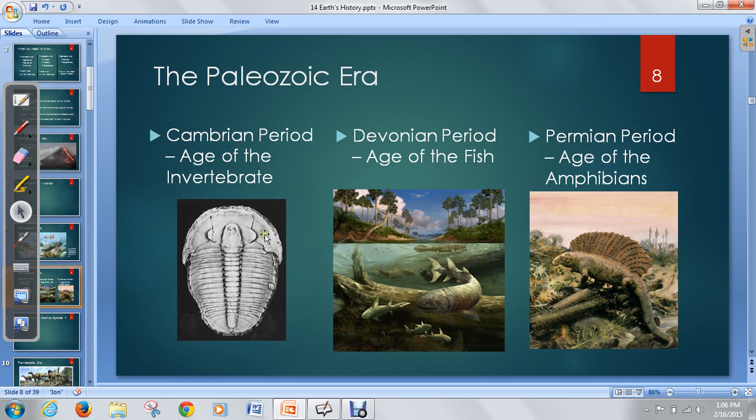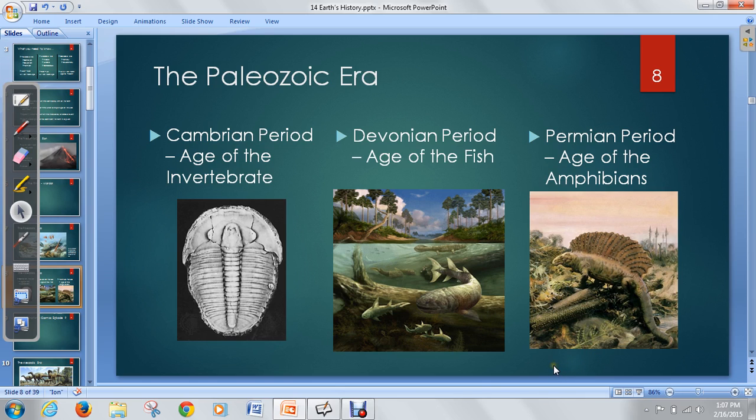Over time, that shell starts to form into a backbone and evolves into a fish. And so we get the Devonian period, which is the age of the fish. And then eventually those fish start to crawl up on land once the atmospheric conditions start to be favorable. And we get the Permian period, which is the age of the amphibians.